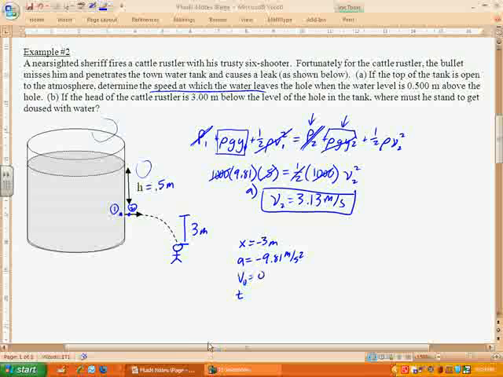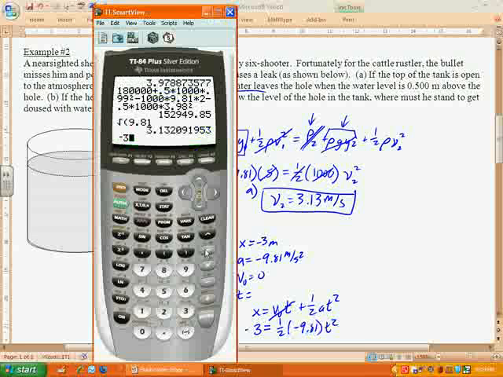So let's take -3, divide by 1/2, divide by -9.81, and then take the square root. It looks like I forgot the 1 on my 9.81. That's all right. So t equals 0.78 seconds. So if it takes the water 0.78 seconds to fall that 3 meters, and it's traveling 3.13 meters per second, then he needs to be standing approximately 2.45 meters away.